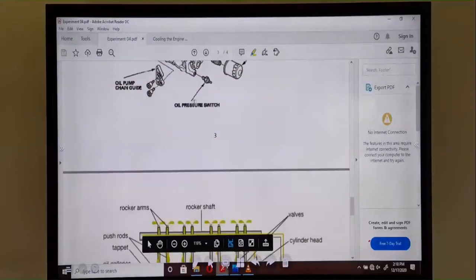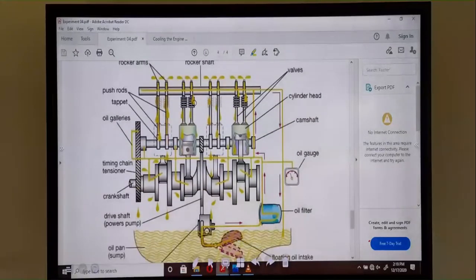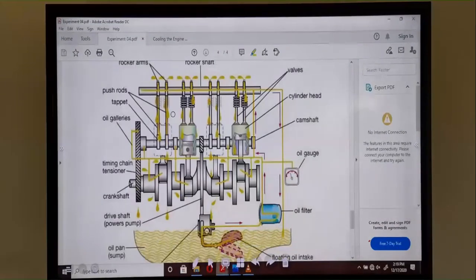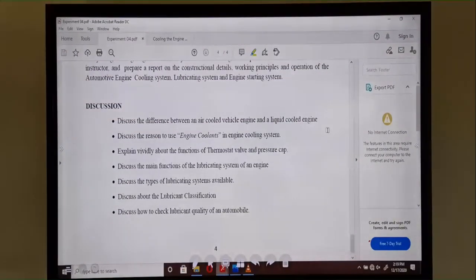So this is the lubrication system. You can see this figure. I saw this photo, and I think it is the same. The operation shown by the animation video, I think, is more clear than this picture. So these are the discussions you have to write in your coursework.